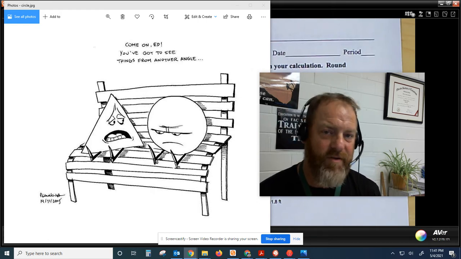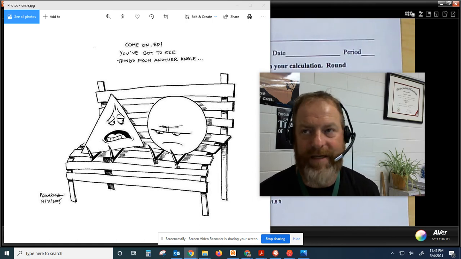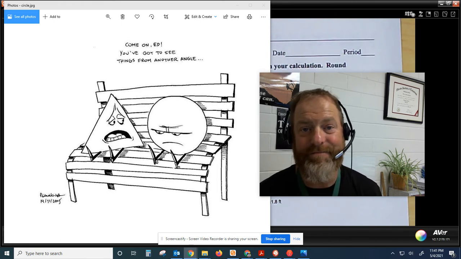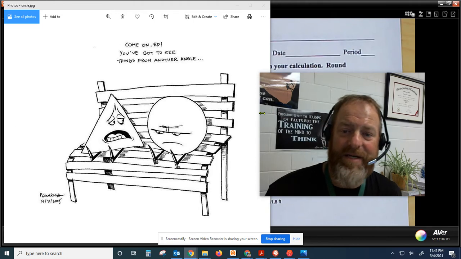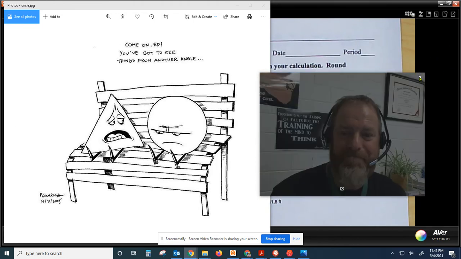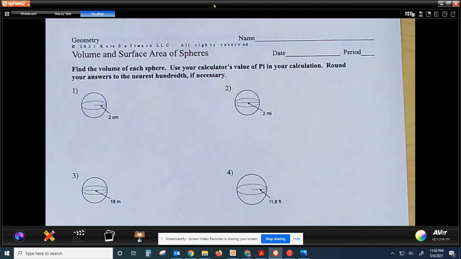And for almost everybody in the room, you'll find something in geometry in the next few years that comes up where you're like, all right, I guess that was kind of helpful. Help me with the deck project anyway. I'm going to take my picture away. I'll see you when I see you. I'm going to take my joke away. Come on, Ed. You've got to see things from another angle.